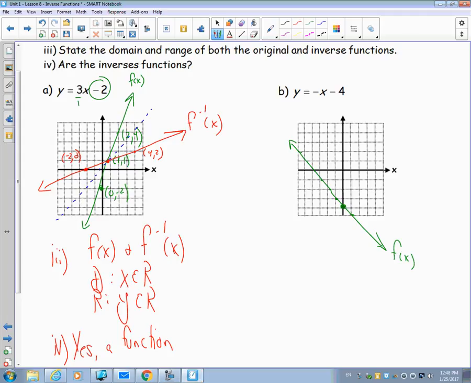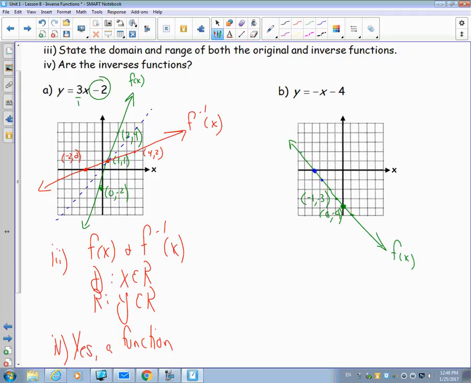Okay, I want to do the inverse. So I need to think about my points. This point was (0, -4). So I need (-4, 0). What's another point I know? I know this point here was (-1, -3). So I need (-3, -1).